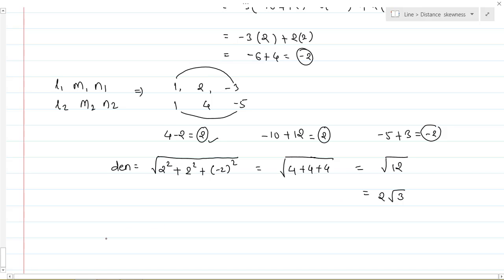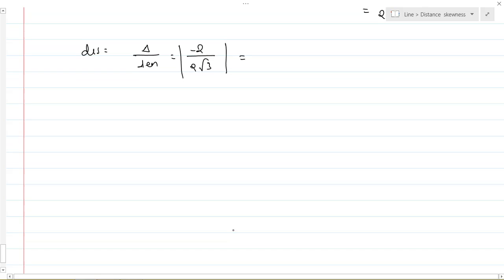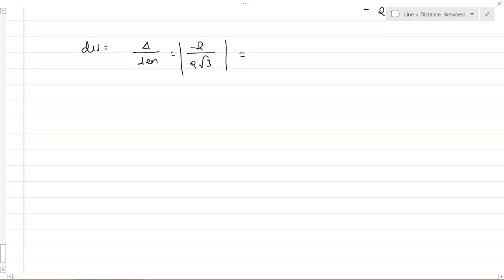Okay, so finally what is the distance? Distance is nothing but del divided by the denominator part. How much was our del? This was minus 2, so it is minus 2 divided by 2 root 3, and of course we take the modulus value, as a distance cannot be negative. So if I cancel out these two, what I will be getting is 1 by root 3. So this is nothing but your answer. 1 by root 3 units is the distance between these two lines.